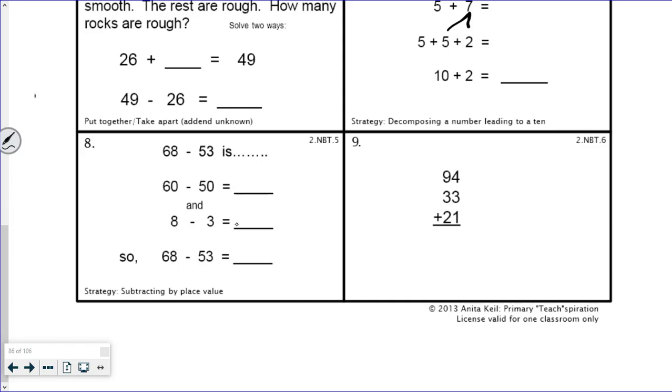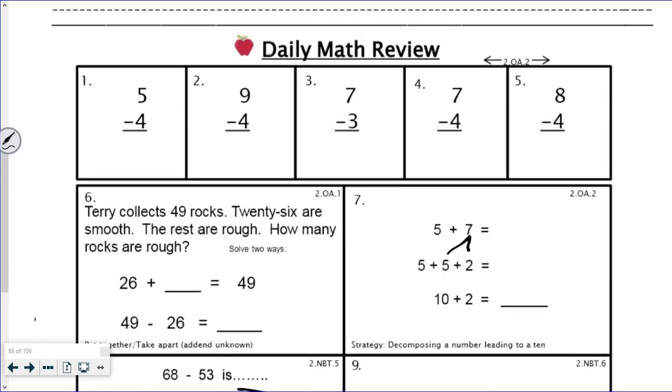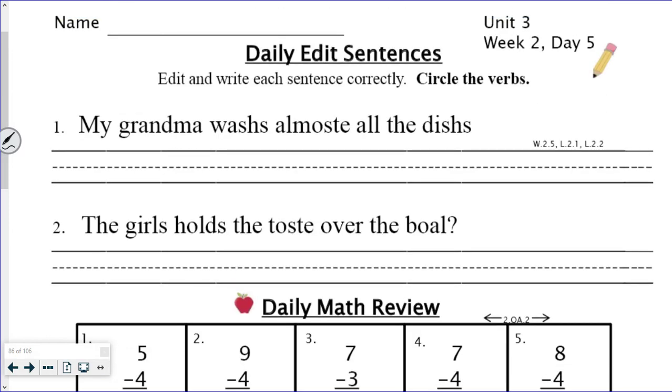And then whatever you get here and whatever you get here, you're going to put these together. Okay? Whatever you get when you put those tens and ones together, you're going to put here, and that's your answer to 68 subtract 53. Pause your video, do number 8. And then our last problem is 94 plus 33 plus 21. Solve it however it works for you. All right, pause your video, do number 9, and then let's start checking from the top of our paper.